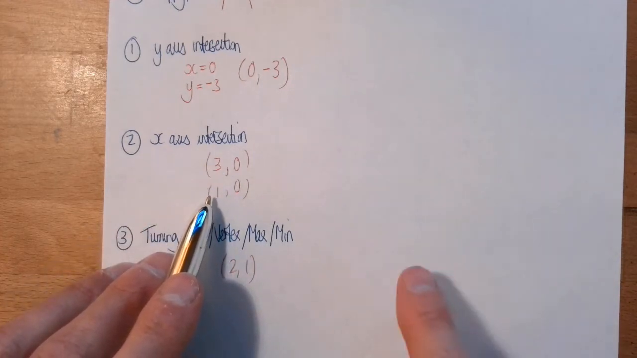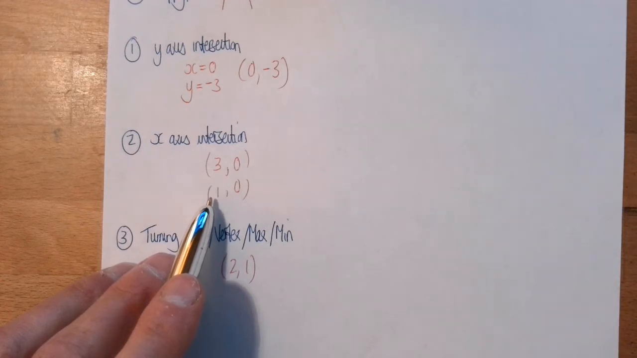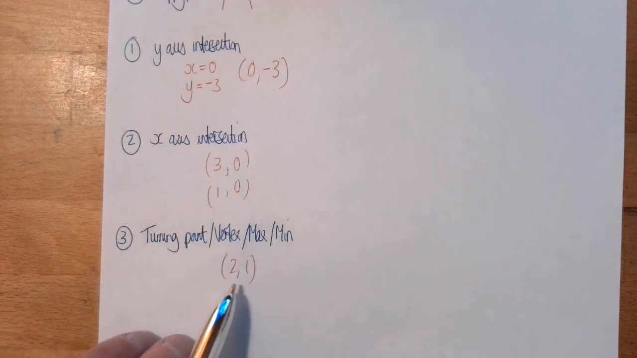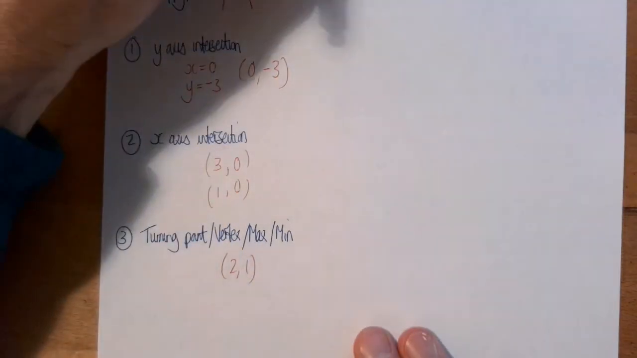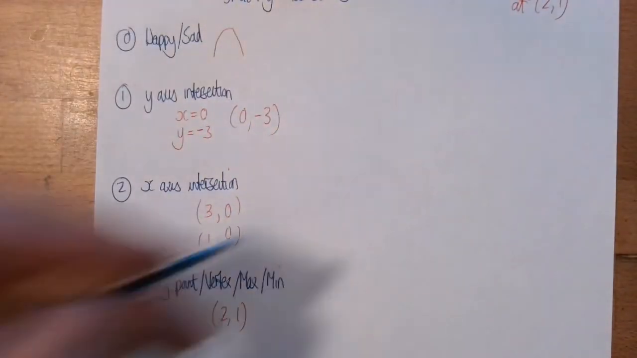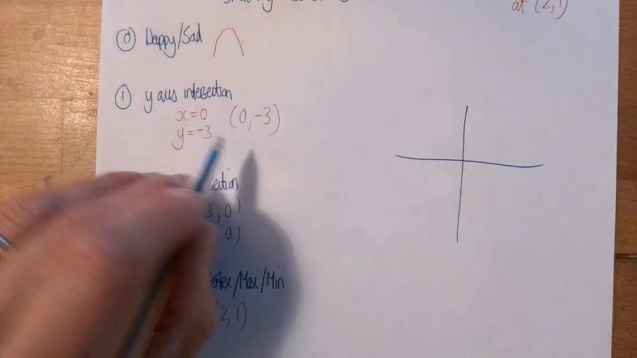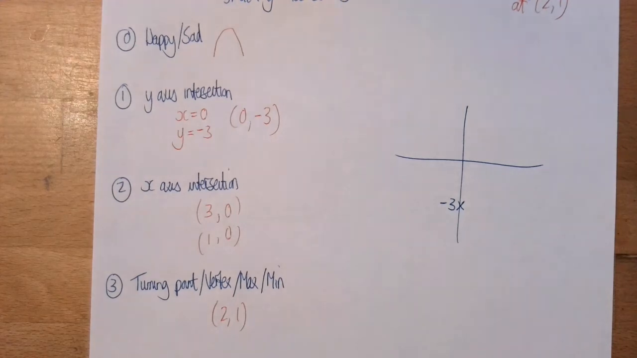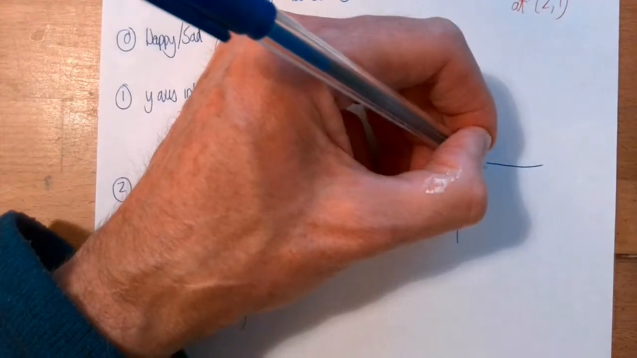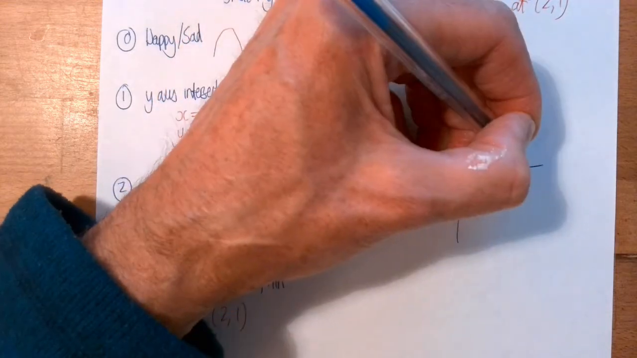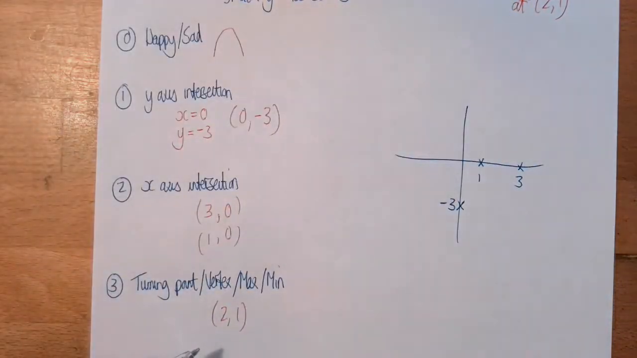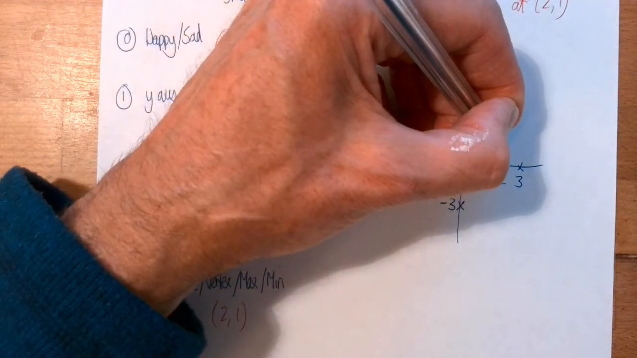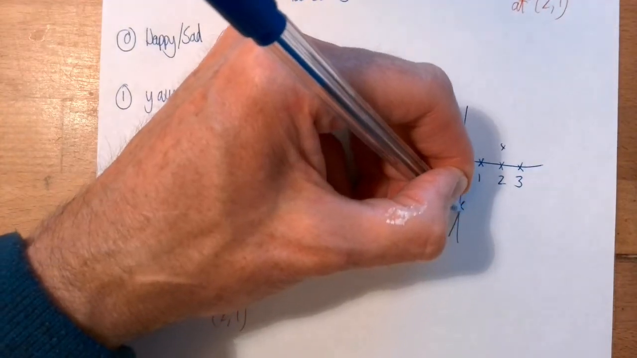So in the last one, the two roots were at minus 1 and 3, turning point was at 1. Here we've got roots at 1 and 3, turning point at 2. So let's go ahead and mark up a quick sketch of this one. Crosses the y-axis at minus 3. X-axis intersections are at 1 and 3. And turning point is at 2, 1. And it's sad.